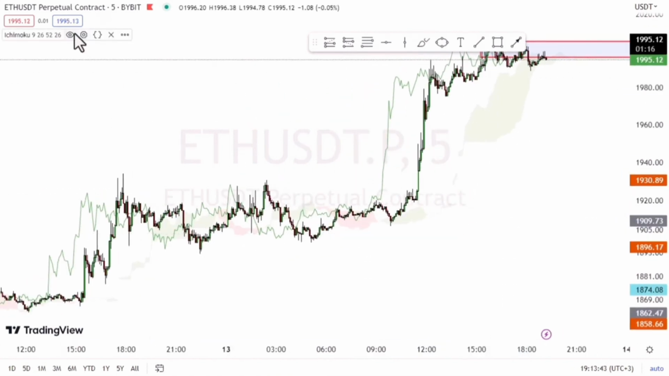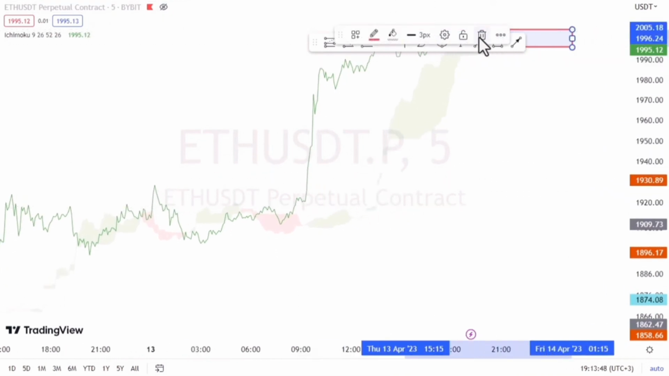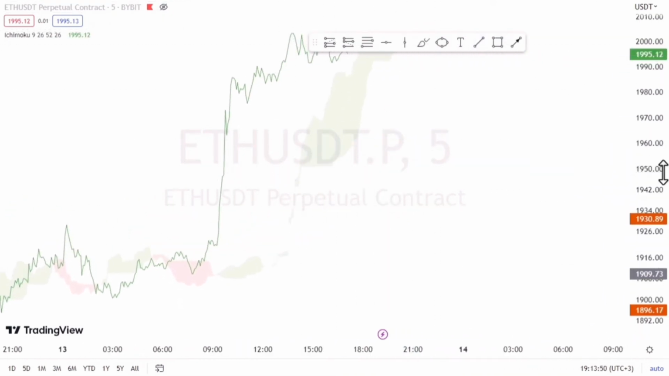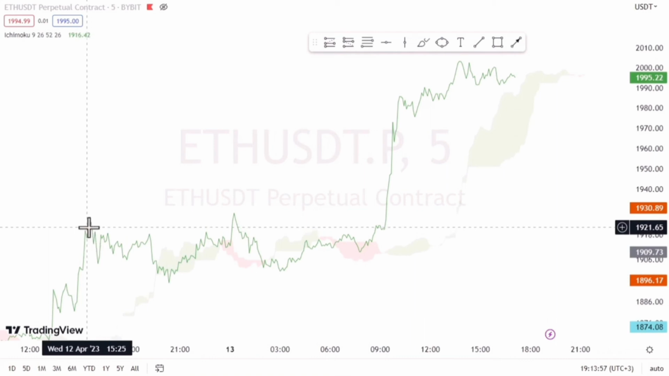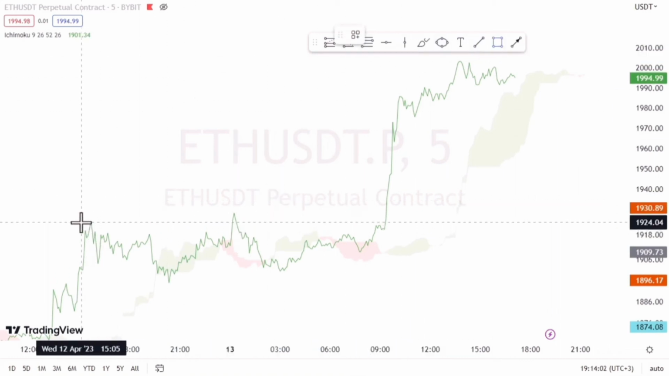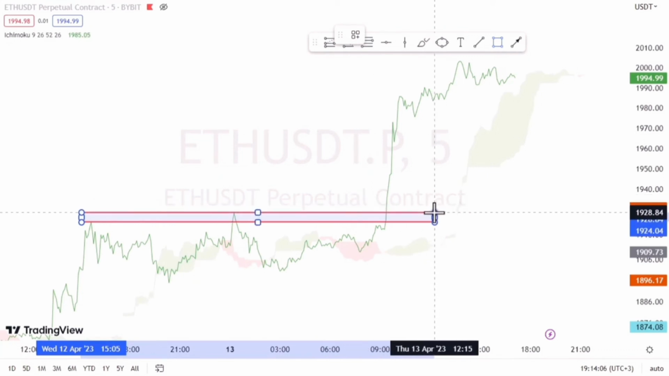Let me remove the candles and remove this area too. I find the peaks and the bottoms which the price had so many hits on, and then I encountered them as strong support and resistance levels. So this is another way to determine support and resistance areas.